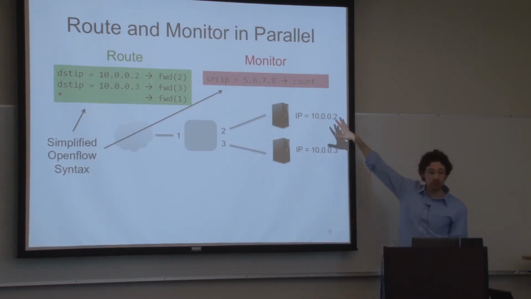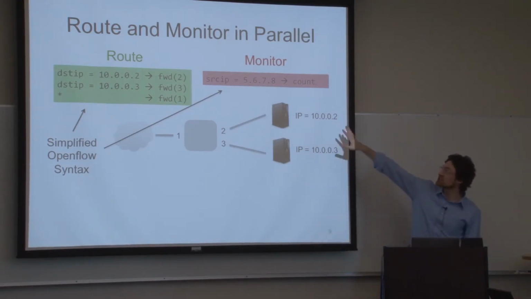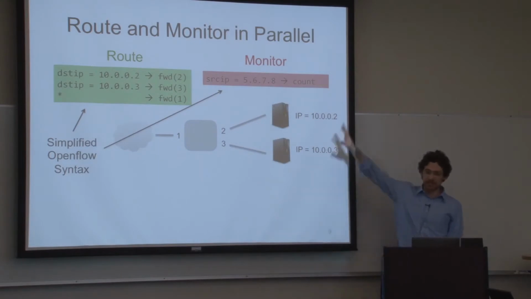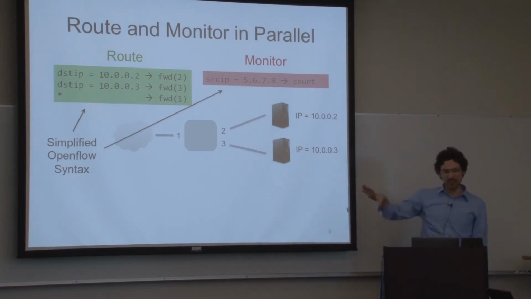We've also got a monitoring program, which is the red box. And it's a very simple one. It says, if the source IP is 5678, then we want to count the number of packets coming from the source IP. And again, in actual OpenFlow, you wouldn't need to specify a count action per se. There's a counter that's kept there, but in this notation, it makes it very explicit and clear what's going on.